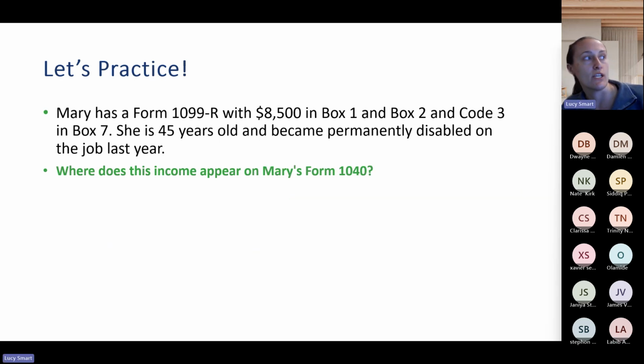Okay, another situation. Mary has a 1099-R with $8,500 in box 1 and box 2, and there's a code 3 in box 7. She's 45 years old and became permanently disabled on the job last year. So first, what does code 3 mean to us when we see it on a 1099-R?